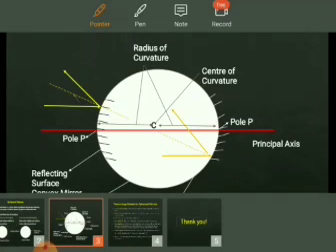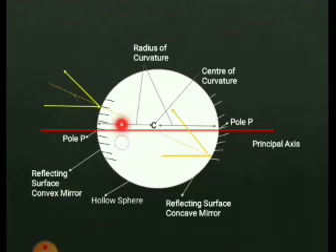The focus is the exact midpoint between the pole and the center of curvature. Here, after reflection, the ray of light was actually passing through the focus, whereas over here the ray of light after reflection would appear to pass through the focus. In reality it is not passing, but it would appear to pass through the focus.